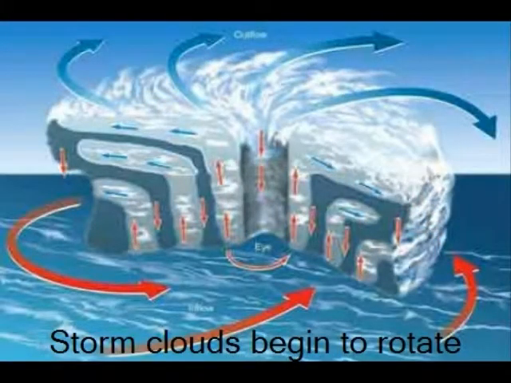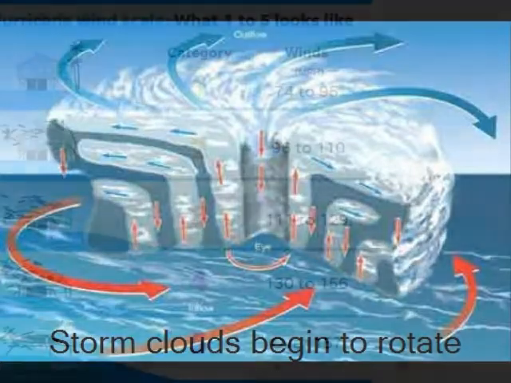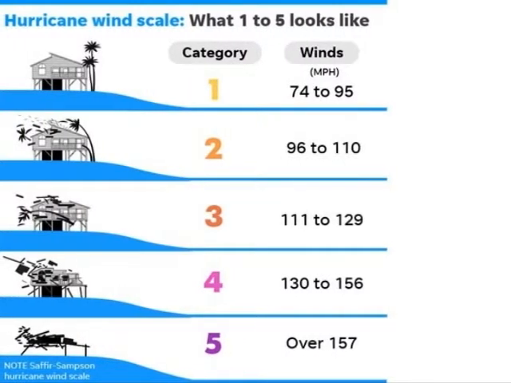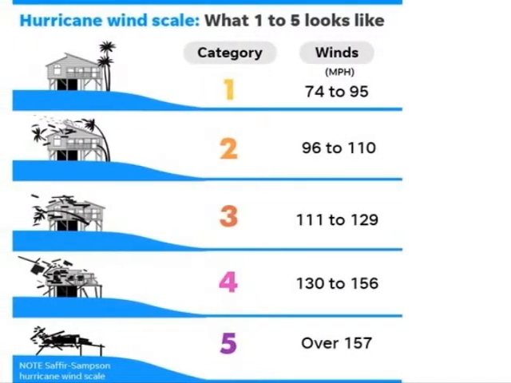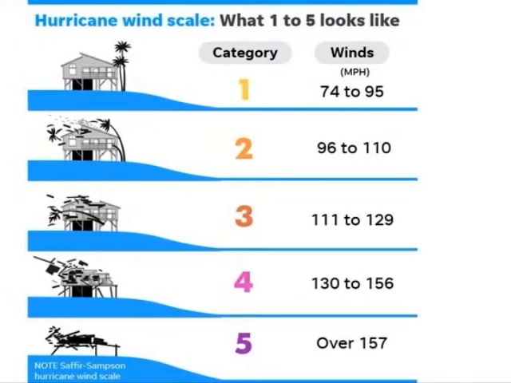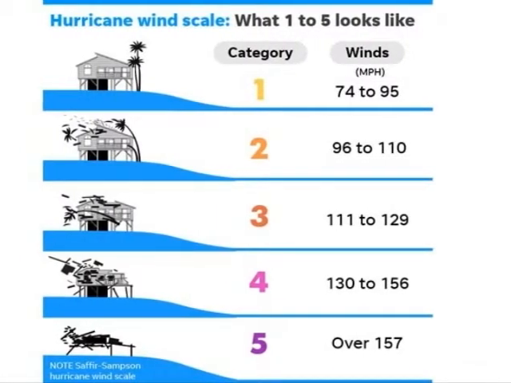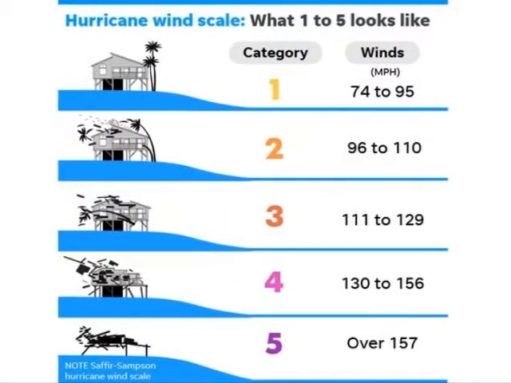This next part is really cool. The storm clouds then start to rotate with the spin of the earth, thus forming an organized system. Hurricanes rotate counterclockwise in the northern hemisphere and clockwise in the southern hemisphere. This is due to rotation of the earth and is known as the Coriolis effect. Provided there is enough warm water underneath the forming hurricane, the storm will grow and rotate faster and faster until winds reach very high speeds.